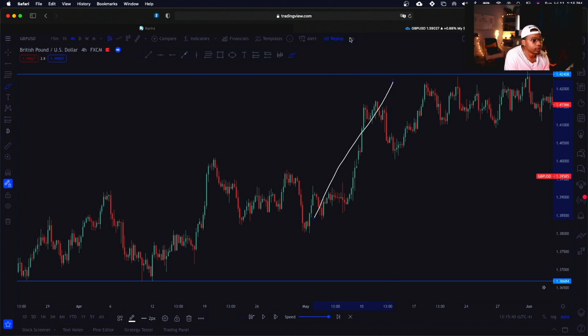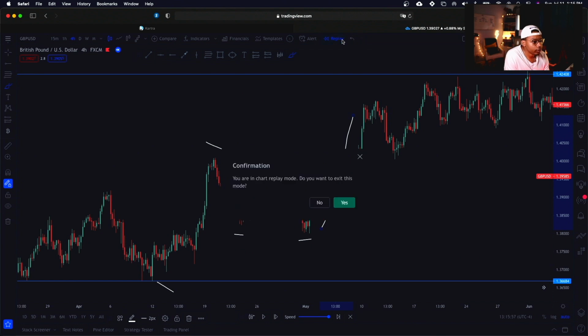This buy right here. What am I looking for first? We're looking for a low, a high, a low, a high, and then a low. What comes after a low? A high. Very simple, right? Very, very simple.